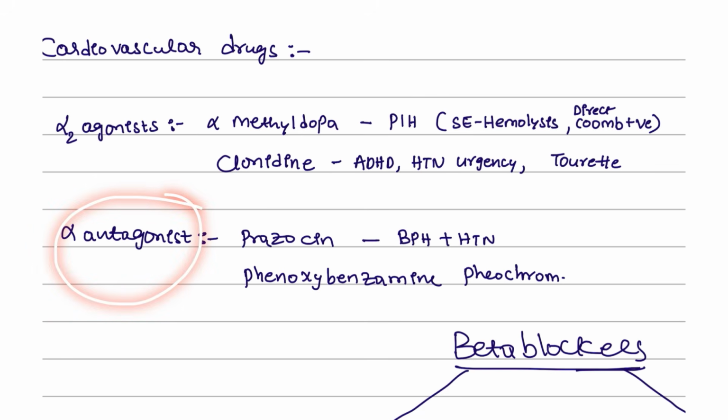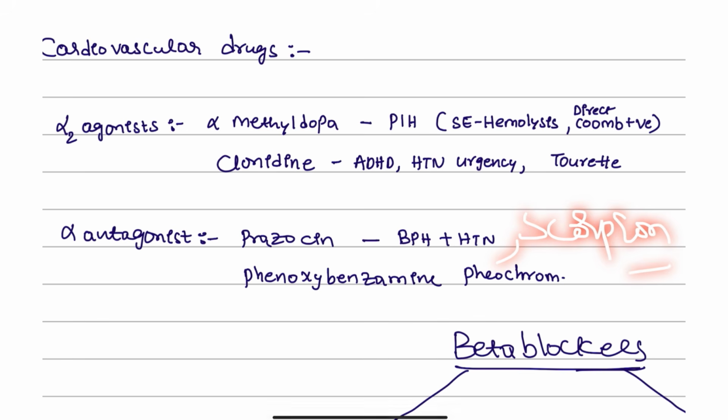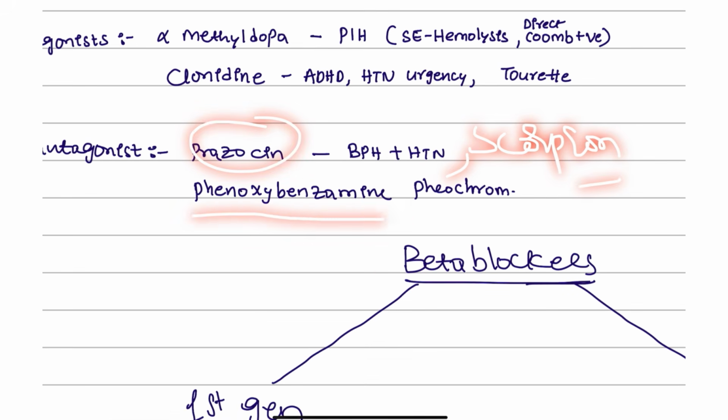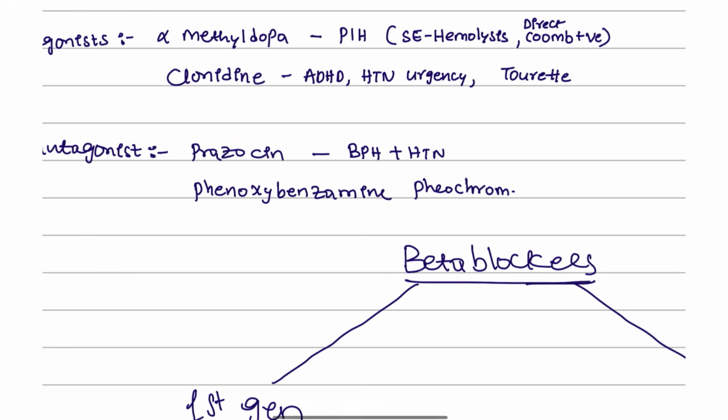Next, alpha antagonist, the drug commonly used is prazosin, used for benign prostatic hyperplasia in those who are also suffering from hypertension, and this is also given for scorpion bite, right? For patients suffering from scorpion bite we can also give prazosin. And next, phenoxybenzamine, that is used for pheochromocytoma patients.